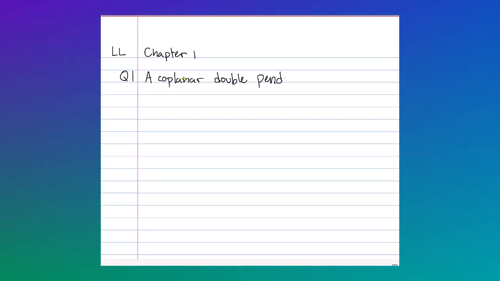Question 1 is about a coplanar double pendulum, and we are going to calculate the Lagrangian. So I start by setting up the coordinate axes. And I start drawing the two segments of the pendulum. There's a first segment and a second segment that begins at the end of the first.